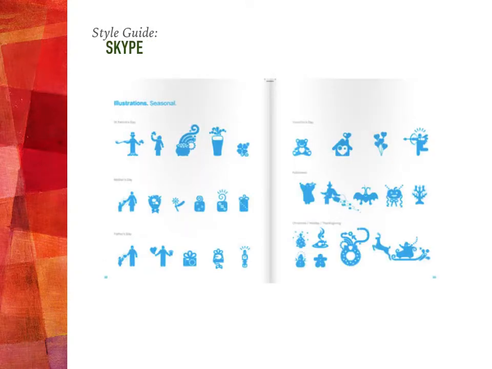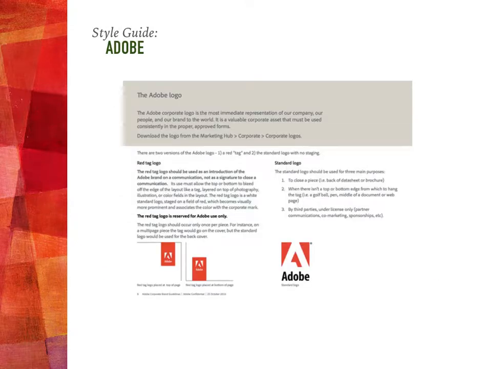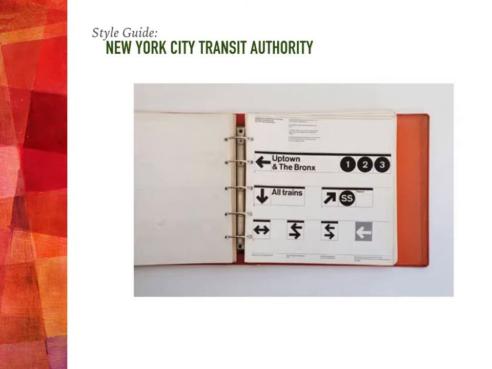Here are all the icons that are used in the Skype style guide. Specifics about Adobe and when you're able to use that logo and how standard it should be, and the red flag logo versus the standalone logo and how those things interact with each other. This is a cool look into the subway system and the transit authority and all the different styles that they use. Of course, Helvetica is the font that's being used there.